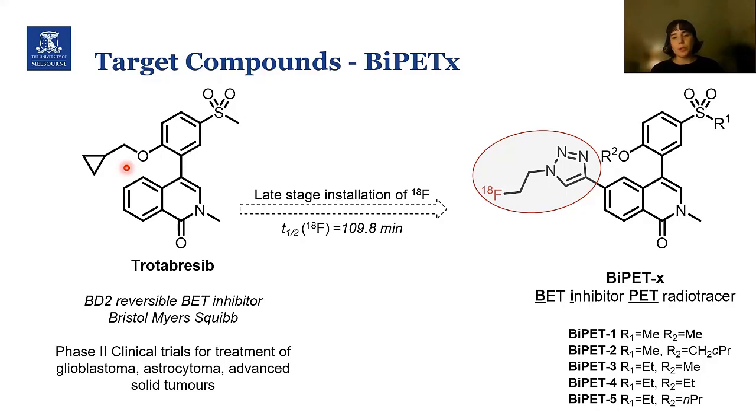So we thought that we could install a triazole moiety at the 6th position of this isoquinoline scaffold, thereby enabling us to use a prosthetic group methodology to get an F18 atom onto this scaffold towards the end of the synthesis. So using this click chemistry prosthetic group idea, we developed a series of 5 potential BET inhibitor-based radiotracers, which we called BiPET.